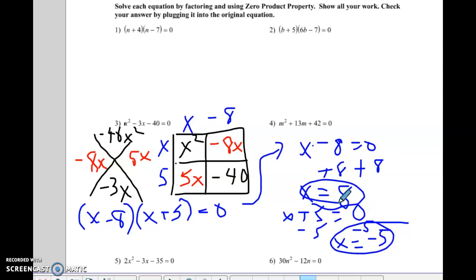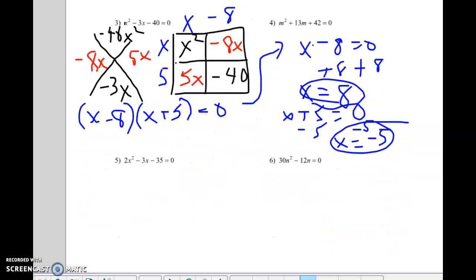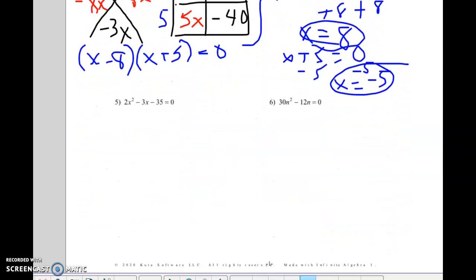Sorry about my penmanship. The next one I want to do is number 6 because it's a little bit different. Just remember you have to think about what you can factor out. So right here I can factor out a 6. So I'm left with 5n squared minus 2n. And then I can take out an n. So I have 5n minus 2.